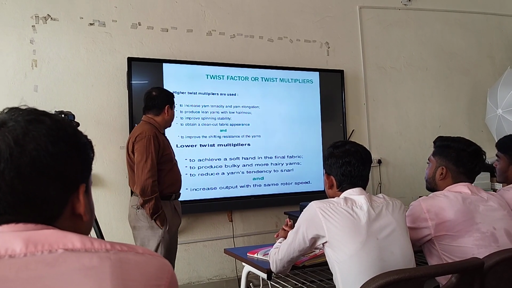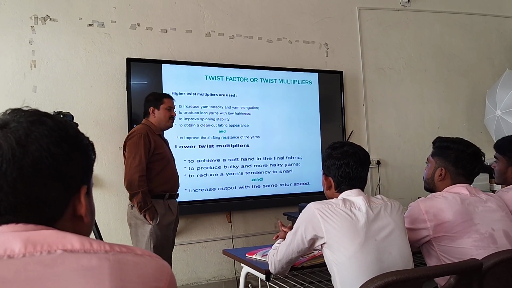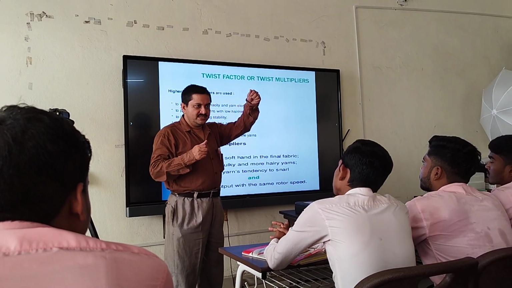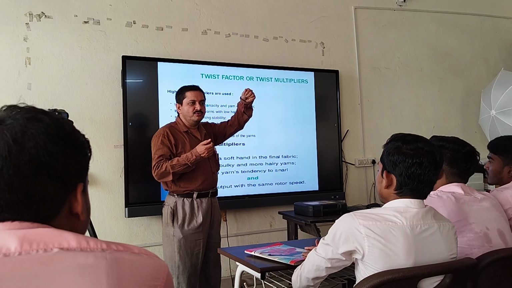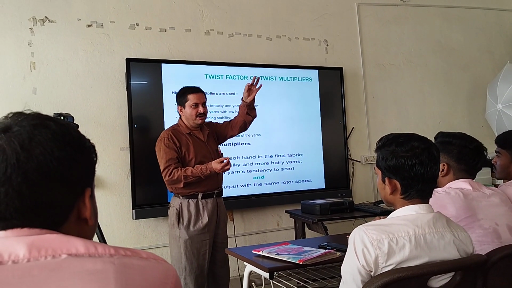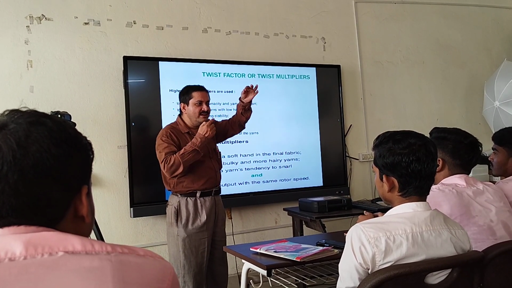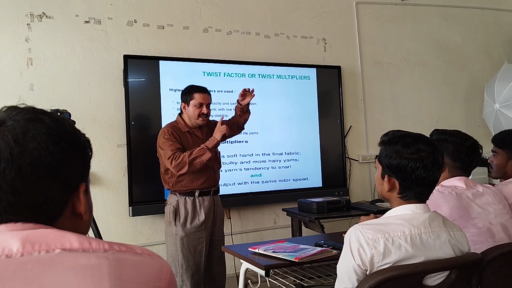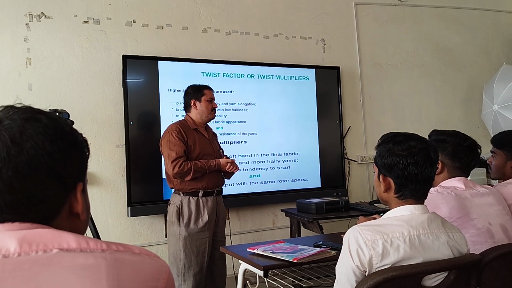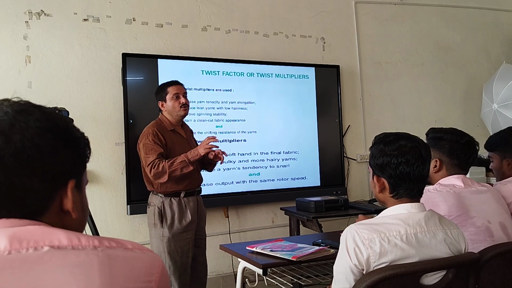To reduce a yarn's tendency to snarl: have you heard the name snarl? If you apply more twist, and a large quantity of twist remains within the yarn, and you grip it at one point and relax the yarn, the yarn will wrap over itself. This form is called snarling, due to over twist.